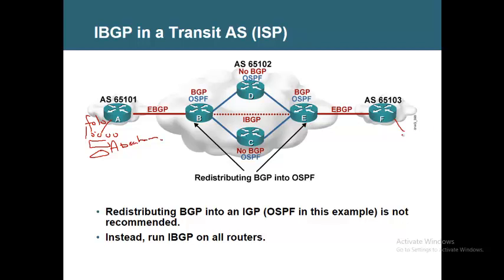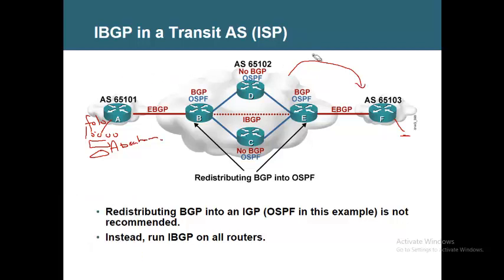The someone is 2 autonomous systems away. Not just 2 routers away, it's 2 autonomous systems away. Now first thing is we need a protocol to bring routes from one autonomous system to another autonomous system. That's why we use BGP. No other protocols do this.